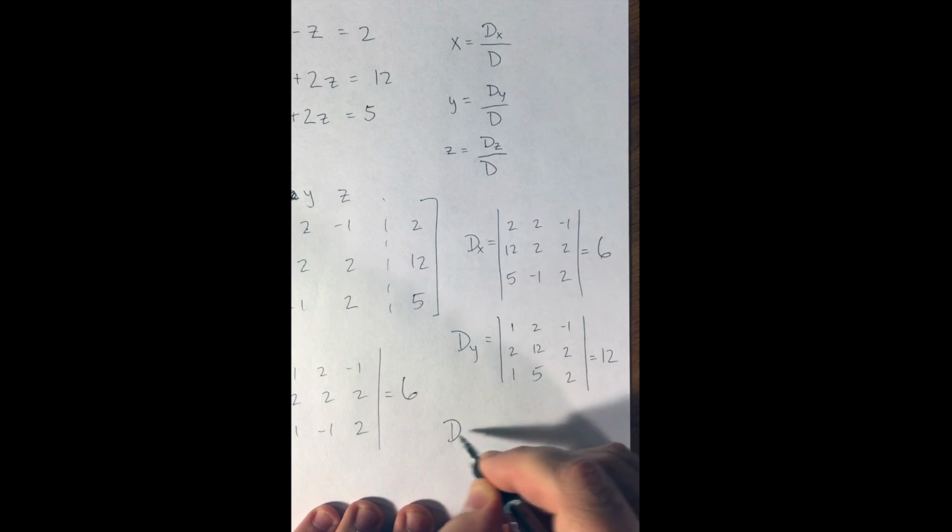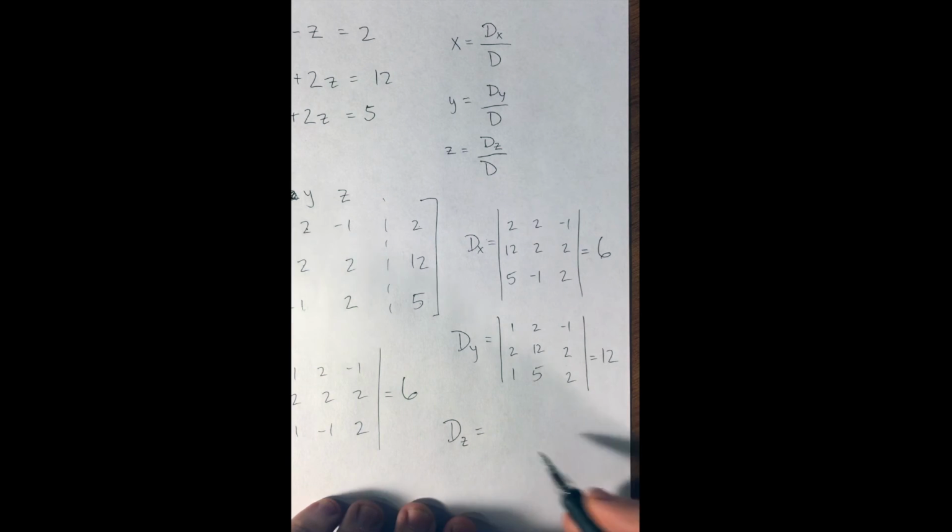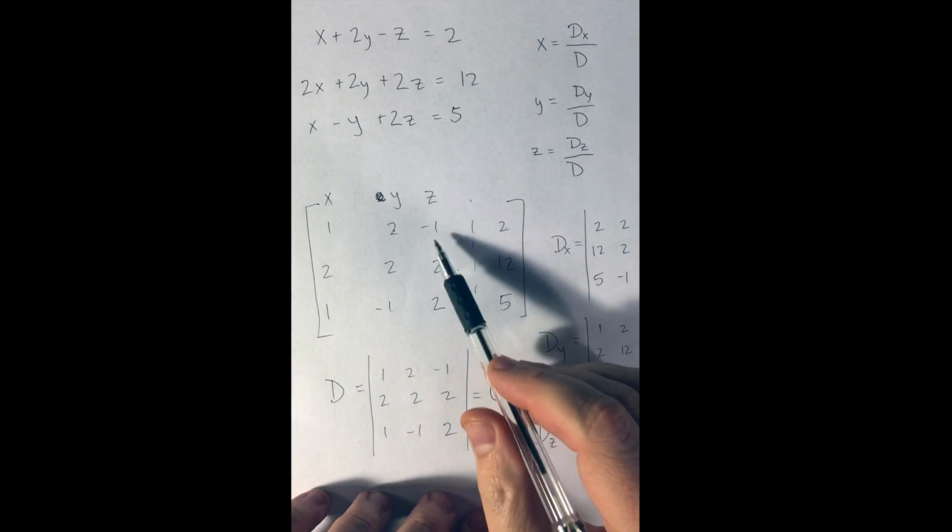And then lastly, we need D subscript z, and to do that, we're going to replace the original z column right here with 2, 12, 5. So we're going to have a matrix that looks like 1, 2, 1, 2, 2, negative 1, and 2, 12, 5. Go ahead and plug that determinant into your calculator. You're going to get that D subscript z looks like 18.